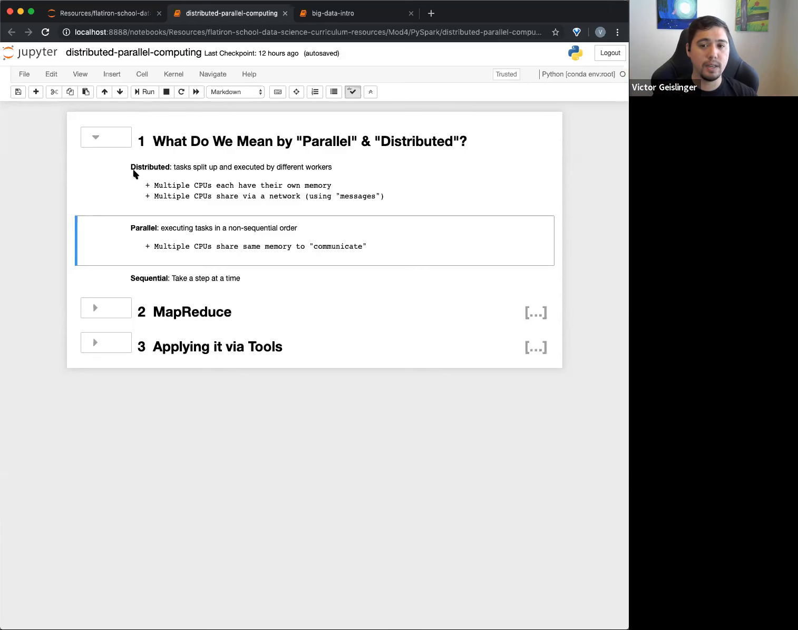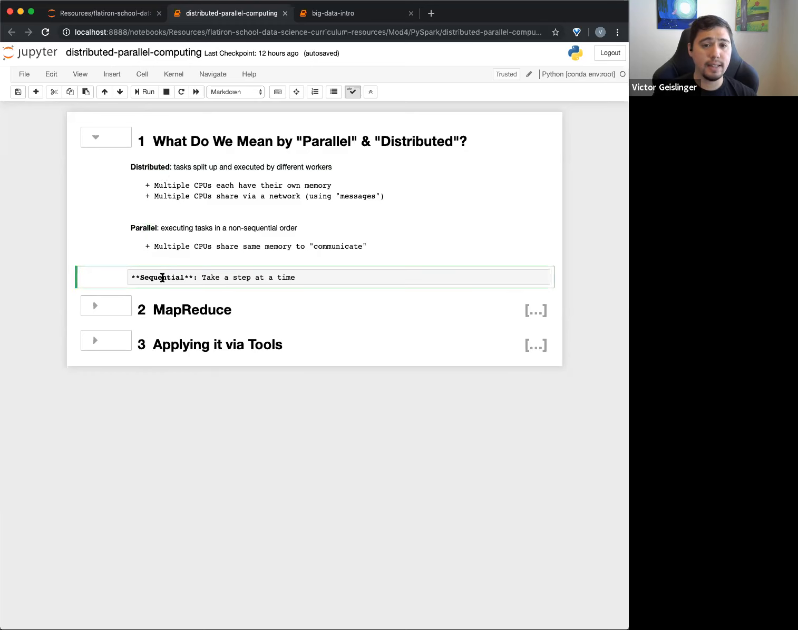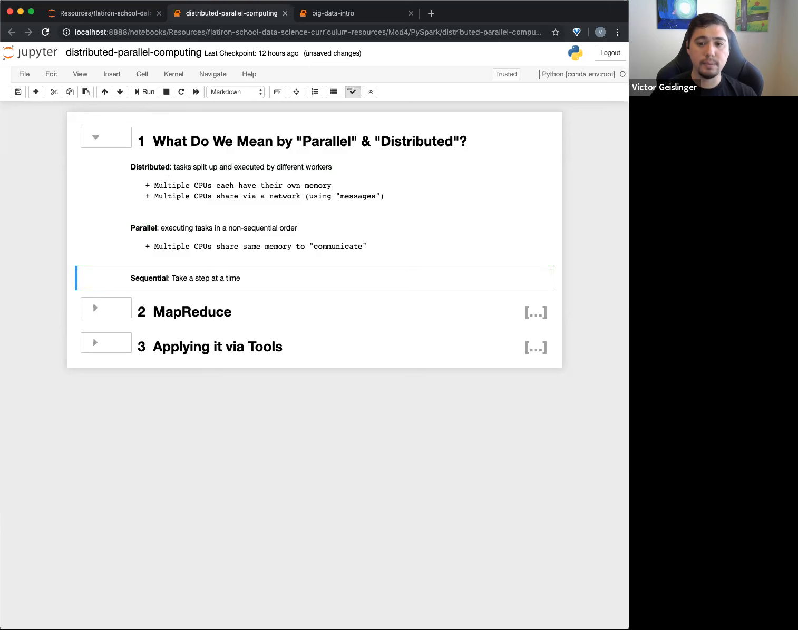Usually when we talk about distributed, we're talking about something over a network. When we talk about parallel, we're talking about things being done at the same time as each other. Usually we'll say distributed and parallel, but they don't have to be together. Just know that they can be separate. And then sequential is basically our classical systems, where you are that one person doing everything in order. So that's some definitions of parallel and distributed.